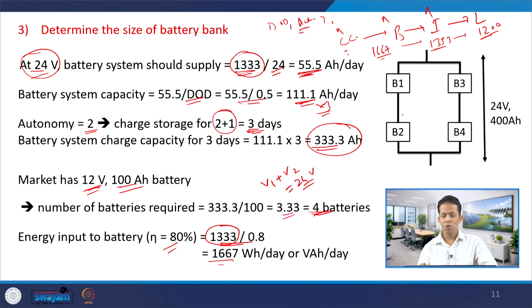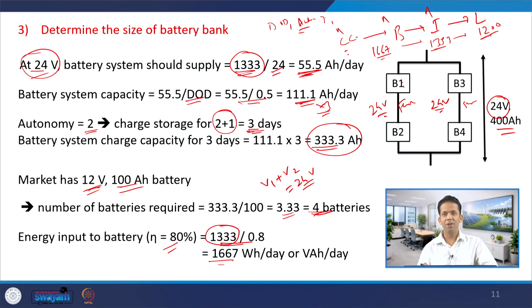So B1 and B2 are in series, B3 and B4 are in series, and these 2 strings are connected in parallel to each other. So the voltage here would be added up, that is 24 volt, 24 volt, and 2 strings in parallel would be 24. The ampere hour addition would be just B1 plus B2 plus B3 plus B4, which is 400 ampere hour. So this is how the arrangement or configuration of the battery bank would look.